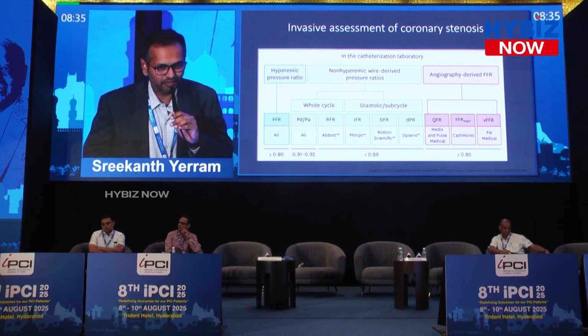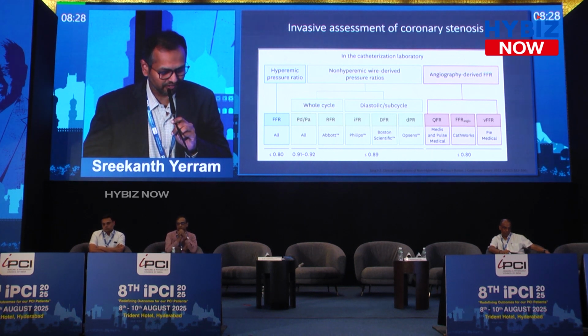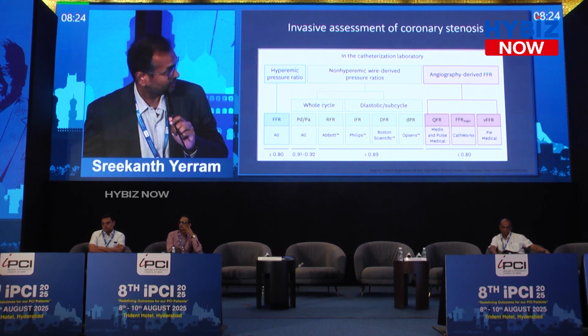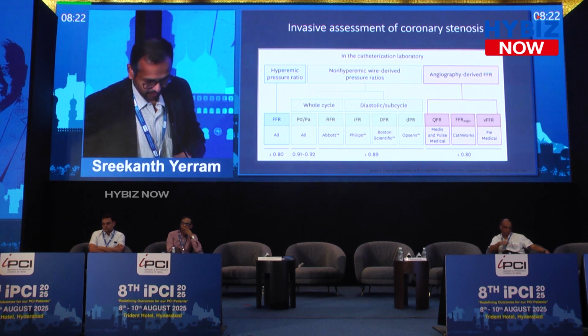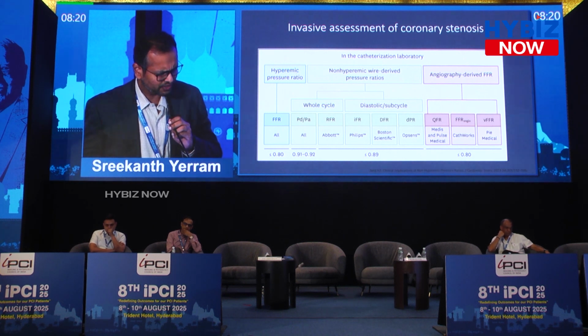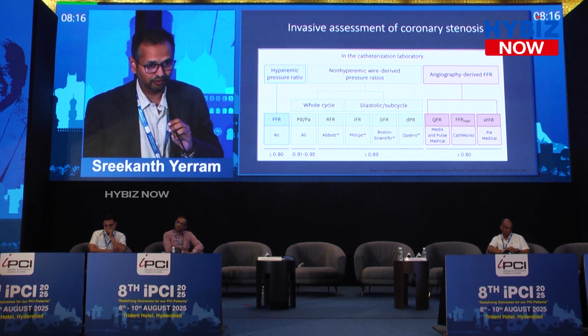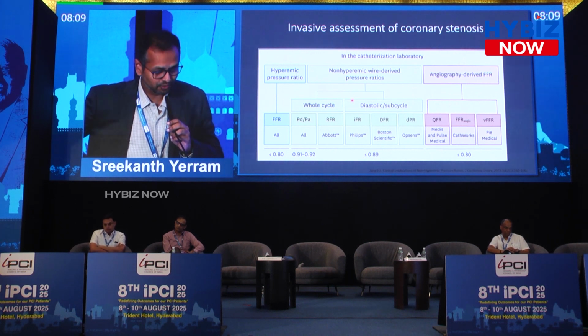So what are the other ways we can assess coronary stenosis other than FFR? And then comes the non-hyperemic indices. If you see the non-hyperemic indices which we have here, sorry, I don't have a pointer. You have the whole cycle methods like resting Pd/Pa, FFR without hyperemia, RFR, IFR, DFR, DPR. These are the common non-hyperemic indices which we use.